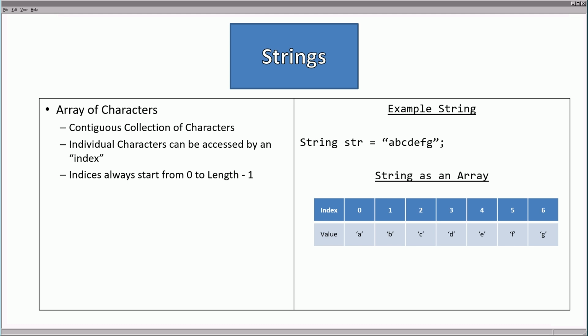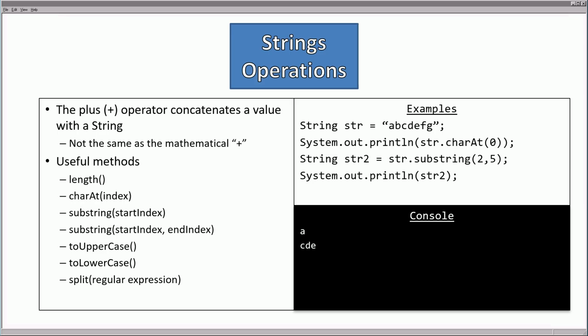A string is just a collection of characters, and we can access individual ones by understanding what its index is. Now, as strings are class types, they have methods, and here are some very common ones. The first one that we have seen before is the plus operator. We've seen the plus operator in relation to primitive types, but we've also seen it with strings. What this does is it concatenates a value into the string. It's not quite the same thing as the mathematical plus. It is appending information to a string.